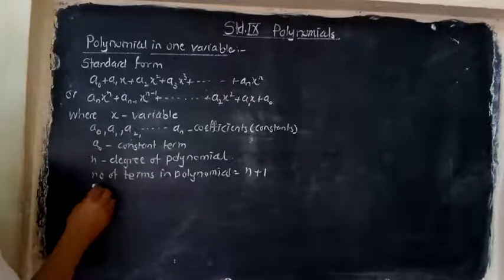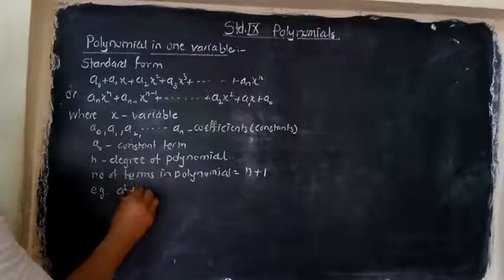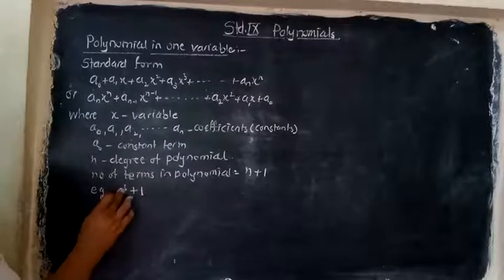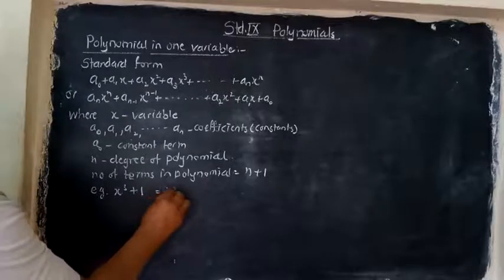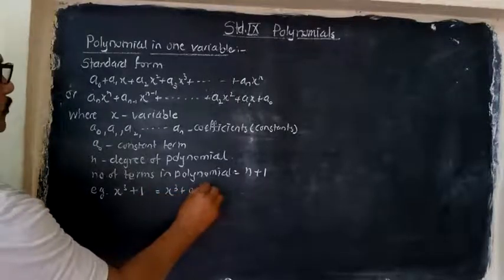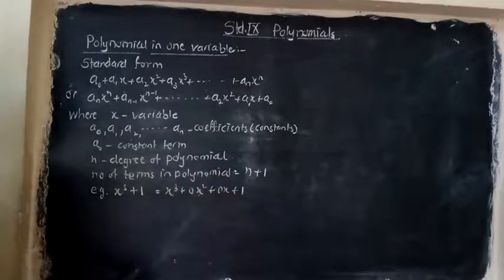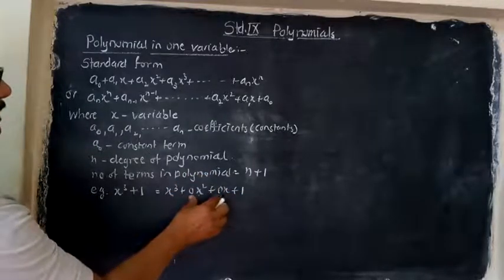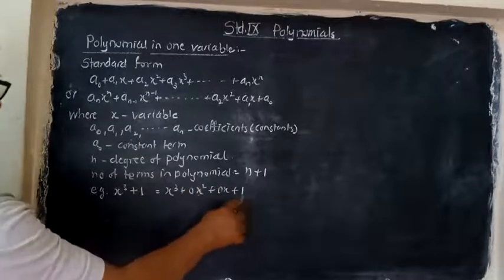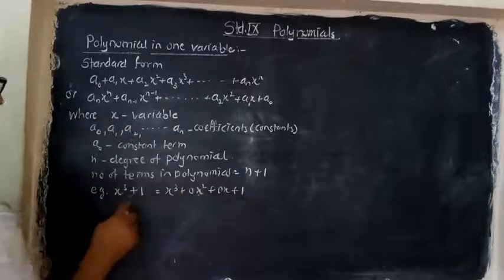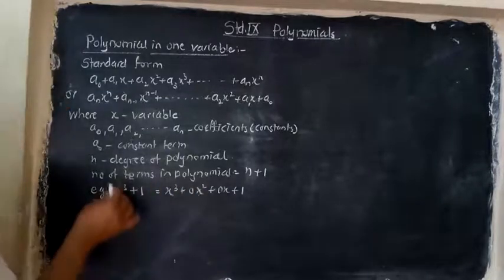Now for example, x cube plus 1. x cube plus 1 can be written as x cube plus 0x square plus 0x plus 1, because the x square and x terms are absent. The coefficients are taken as 0, 0. The total coefficients are 4 and terms are 4 in this polynomial. x cube plus 1 has how many terms? 4 terms.